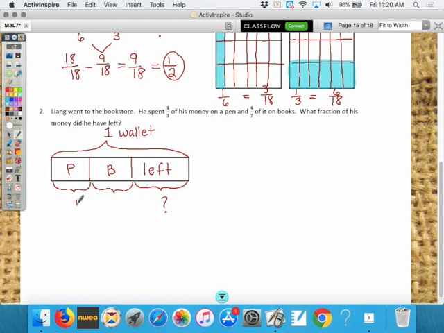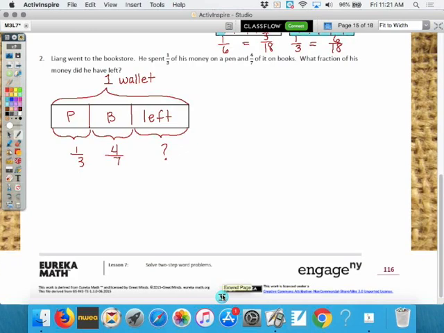So pens are 1/3 and books are 4/7. Okay? So here's what you're going to do. When you get this much written down, I want you to finish the problem like we just did the other two, okay? So you'll write your addition problem, and then that will be the answer to these two, and then you have to subtract it from the whole, okay? Are there any questions? All right, so do that.